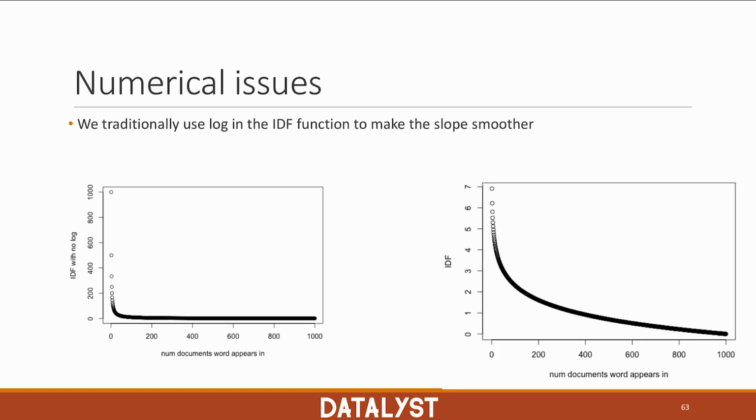Traditionally we use the logarithm in the IDF function in order to make the slope smoother, because as you can see on the left graph, if we're not using the logarithm, then IDF can very quickly go to 0, whereas if we use a logarithm, then it is much smoother. So this is more of a heuristic. There's no real theoretical justification for us to do this, but in practice we've discovered that this formula works well.